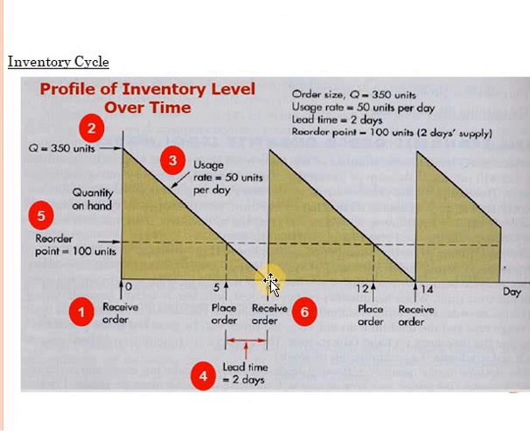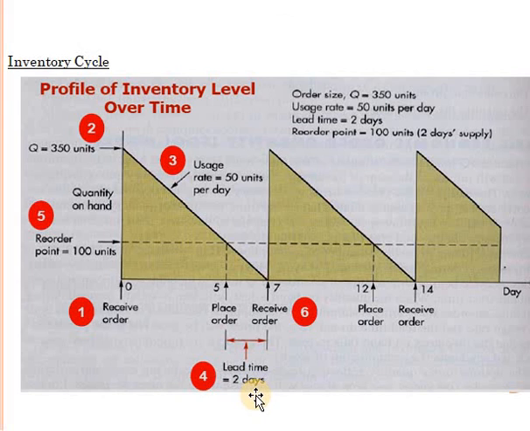Now, should I wait till day 7 until I have nothing in my inventory, and say that I have finished my raw materials and I need to order another quantity? No, we usually don't do that. We will have to determine a certain amount that you will keep in your inventory. When you reach this quantity, you will make your order. Based on what? Based on point number 4, which is the lead time.